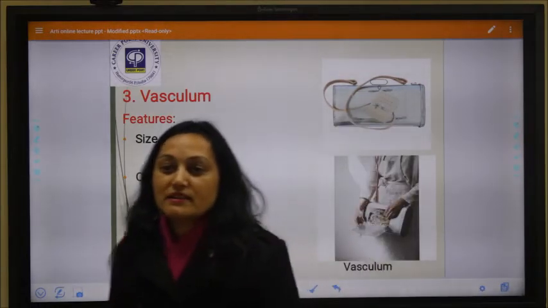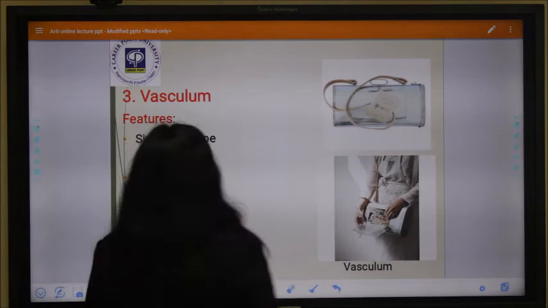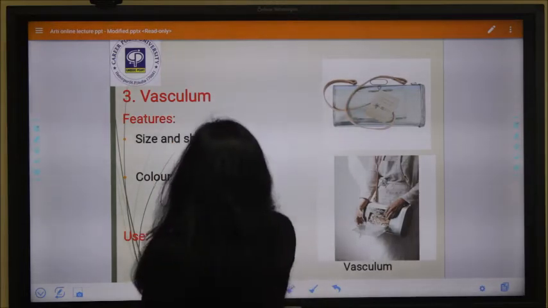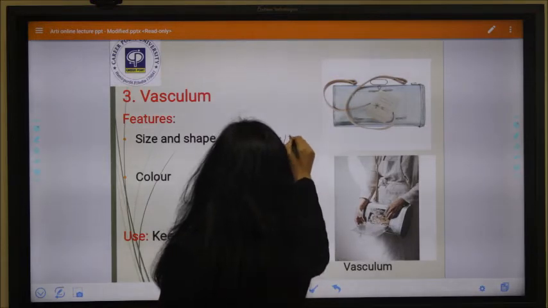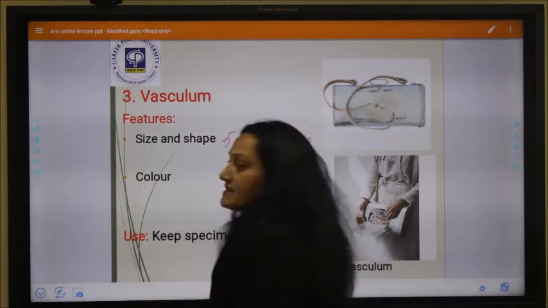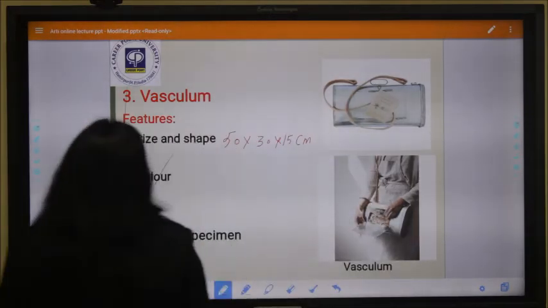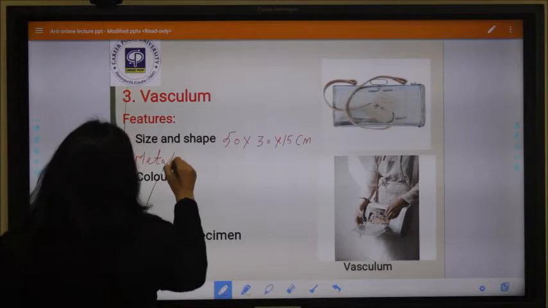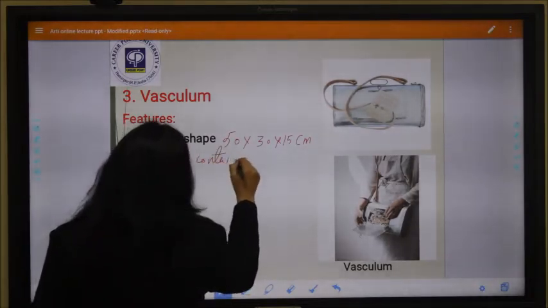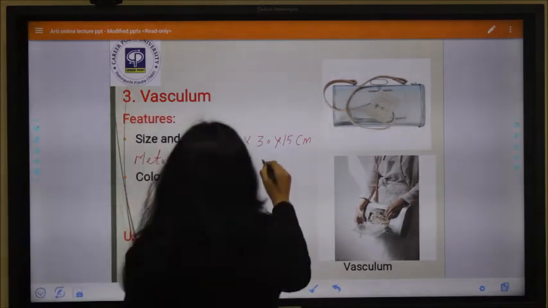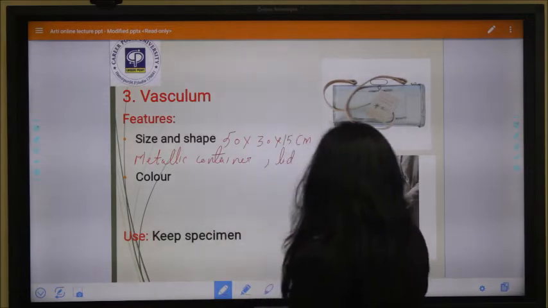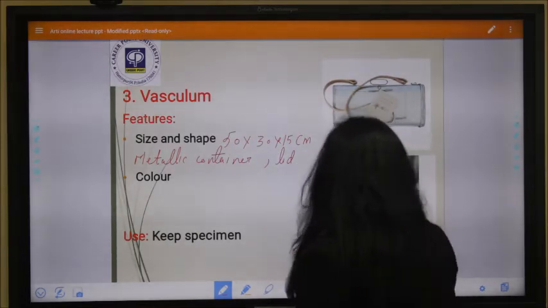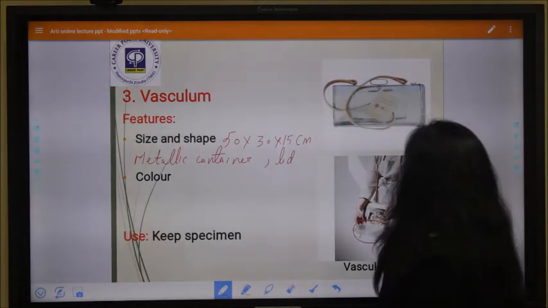Next important equipment required during field visit is the vasculum. Yes, you can see in the picture the vasculum. The size of vasculum is 50 by 30 by 15 centimeter. It is a metallic container with a lid, and the ends of this vasculum are oval.